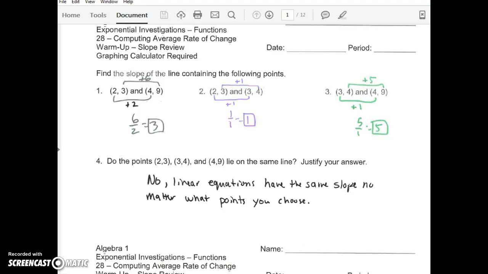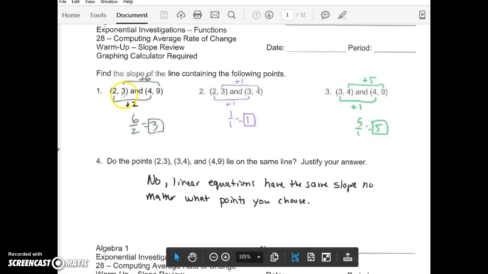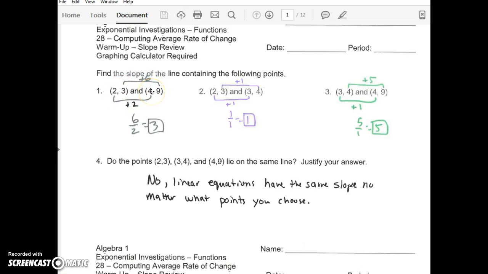In section 28, we're calculating the average rate of change between any 2 points on a curve or line. And to do this in the warm-up, we're reviewing a little bit about how to find slope. So we're calculating the slope between any 2 points, to see if there's any kind of discernible pattern. To calculate slope, we find the change in y, which is +6, and the change in x, which is +2. Change in y over change in x is 6 over 2, so it's 3.